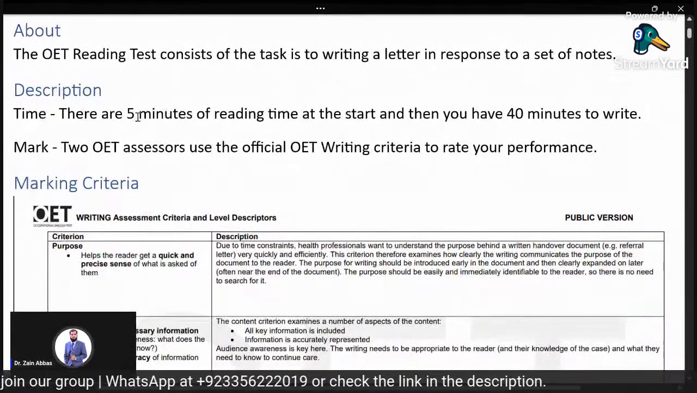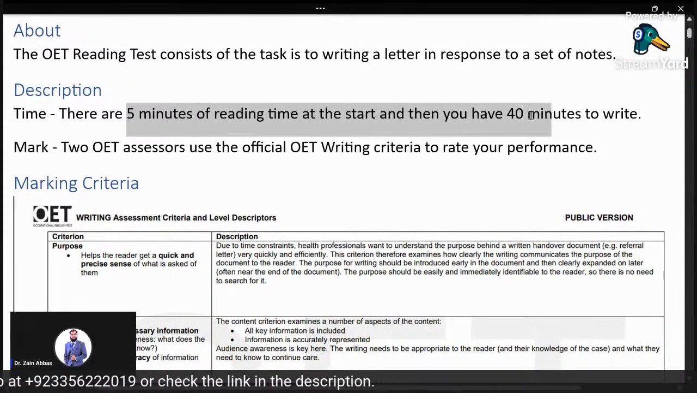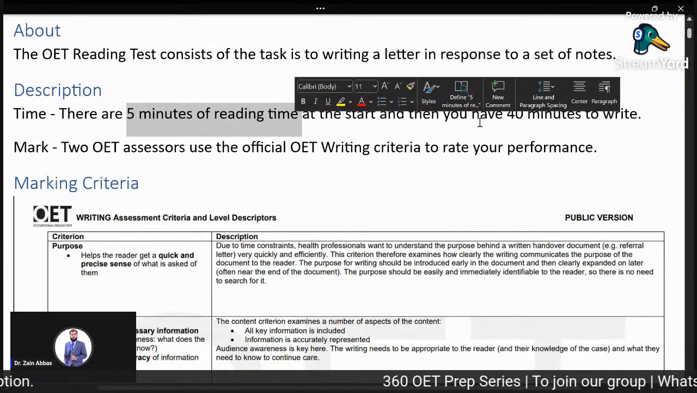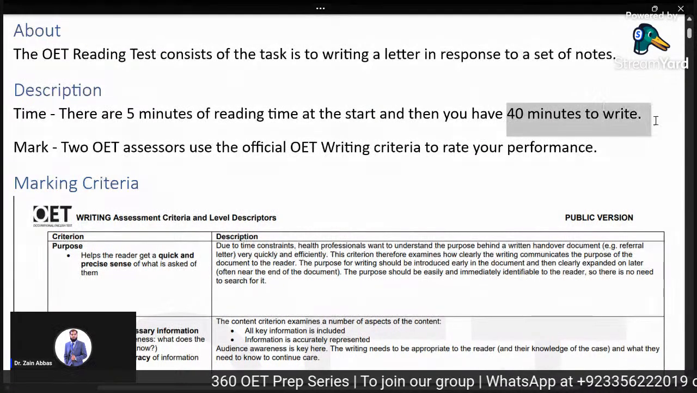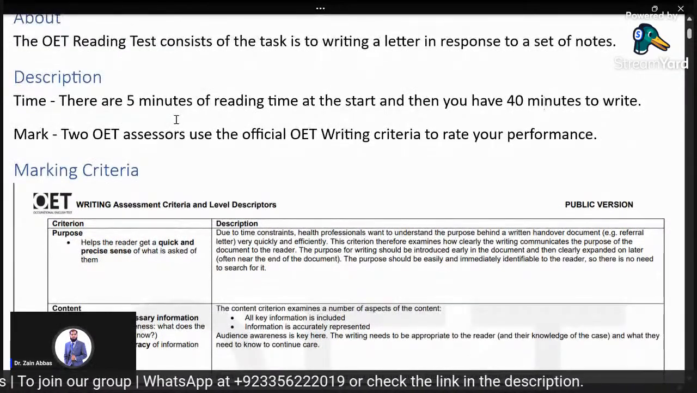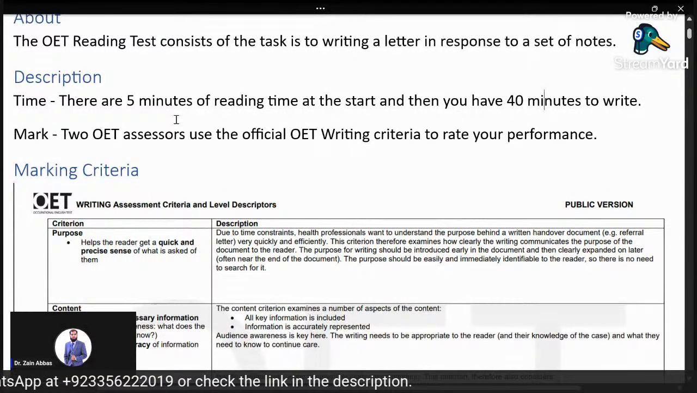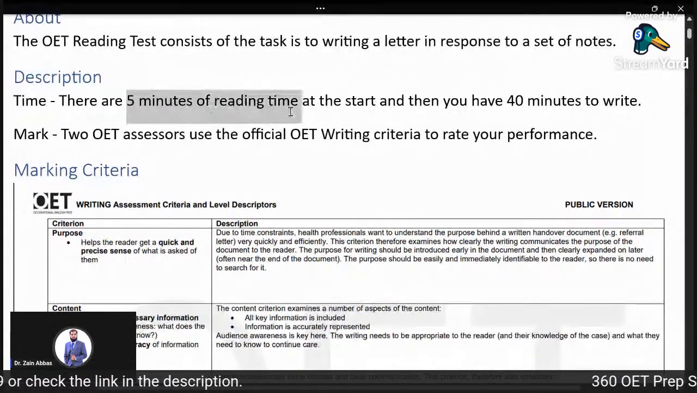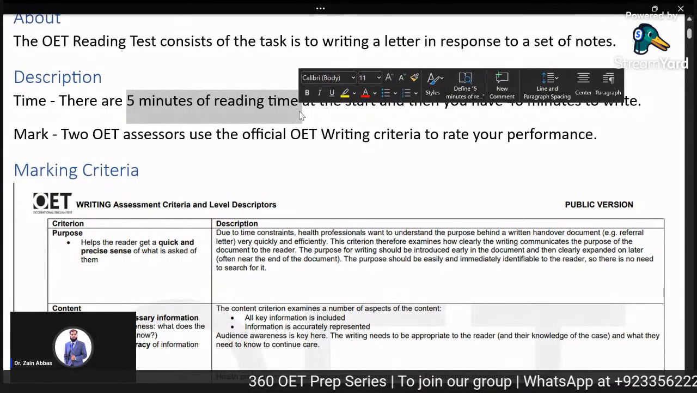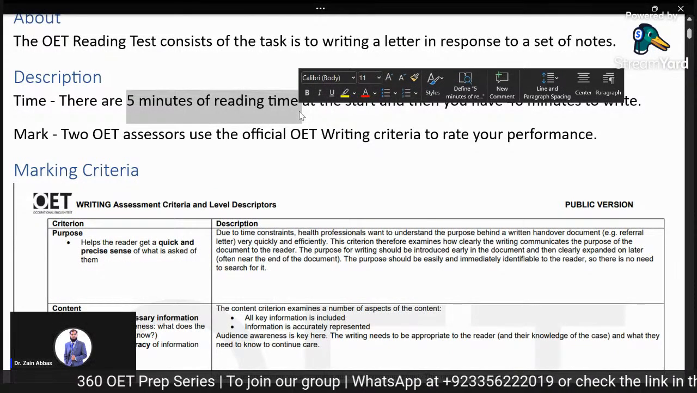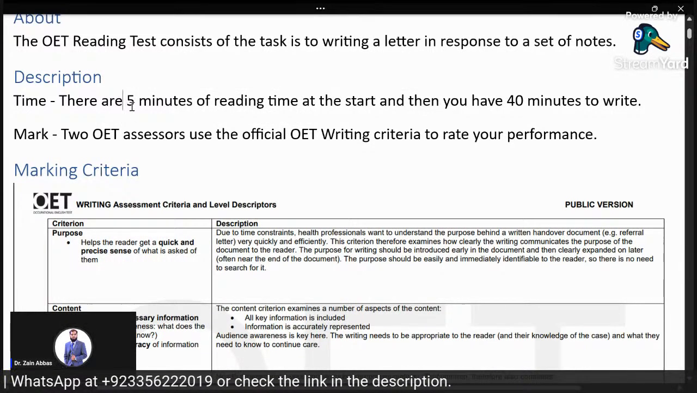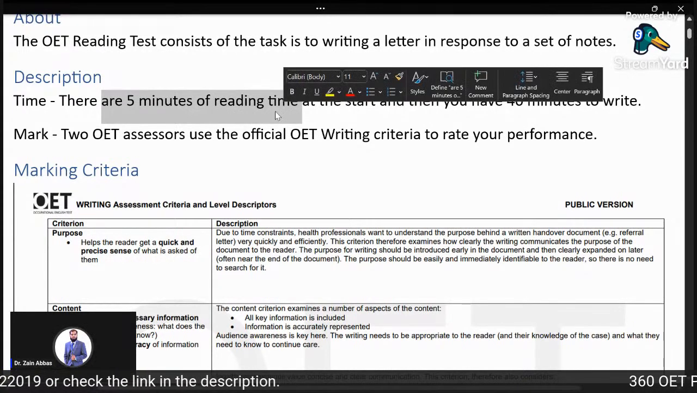So let's see the timing for each task. There are 5 minutes of reading time and 40 minutes for writing. As a whole, the writing subtest includes 45 minutes, and you have to deal with this subtest in 45 minutes. During the first 5 minutes, you are not allowed to pick up the pencil, and if you do that, the examiner or invigilator will shout at you. So be careful and utilize this time carefully. You have some important things to do in these 5 minutes, and I will show you in the tips and tricks section.